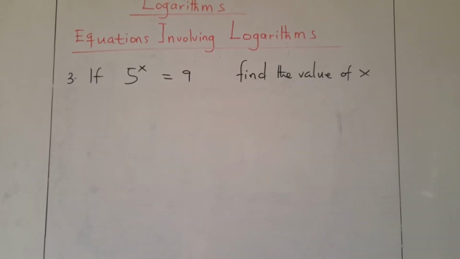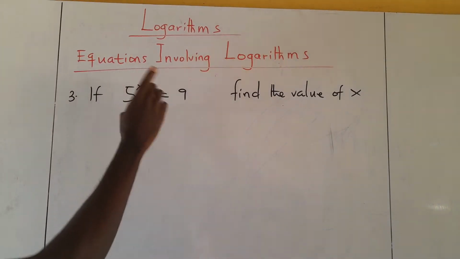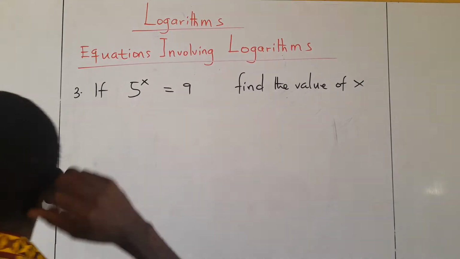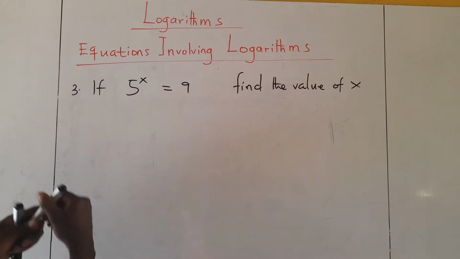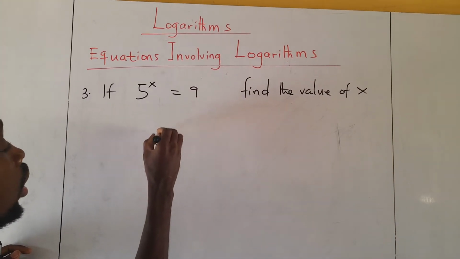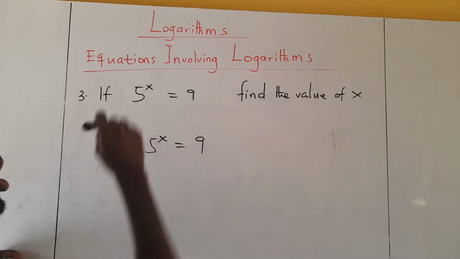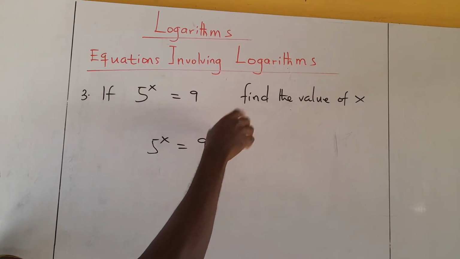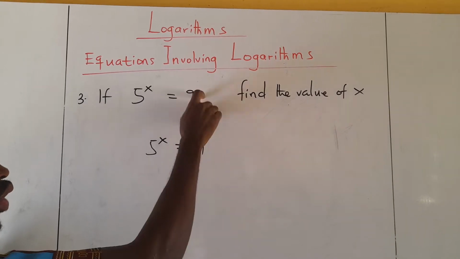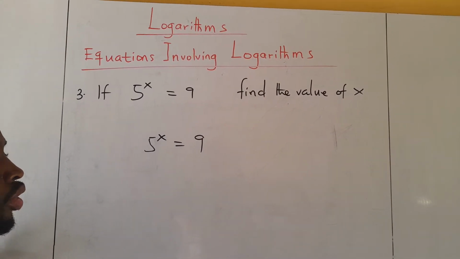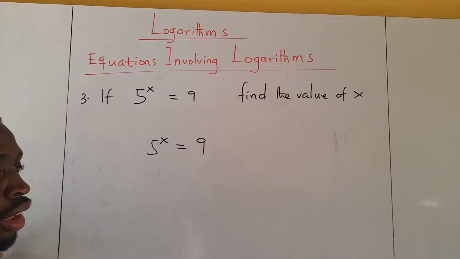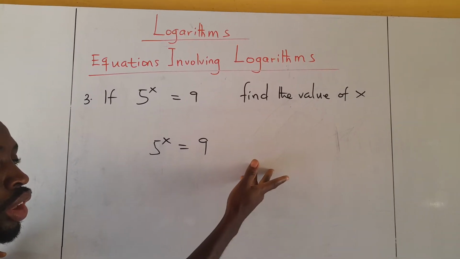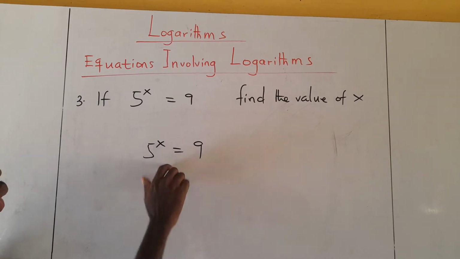The next one says, if 5 exponent x is equal to 9, find the value of x. At first sight, you may try to use indices to solve this. However, there is no direct number exponent with base 5 that will give 9. 5 exponent 1 is 5, 5 exponent 2 is 25, it's not 9. So we use logs to do it.